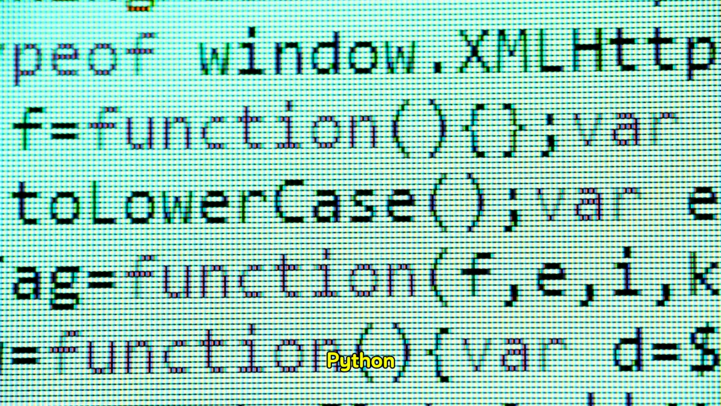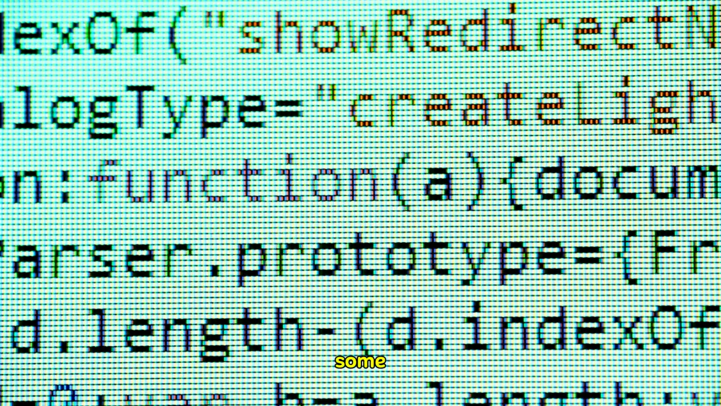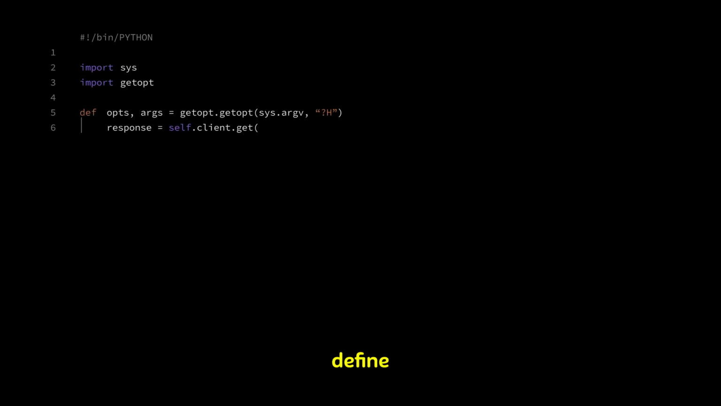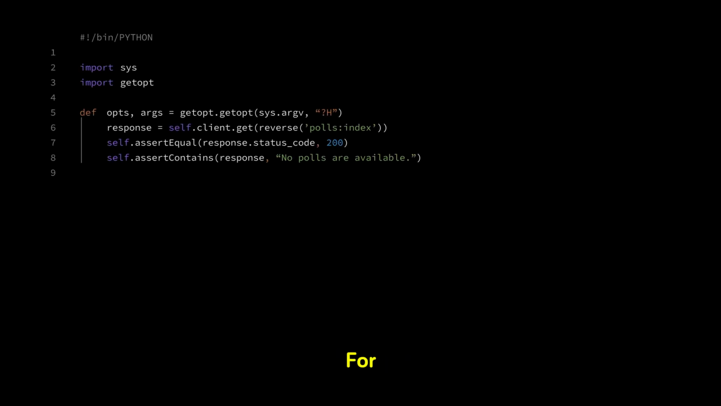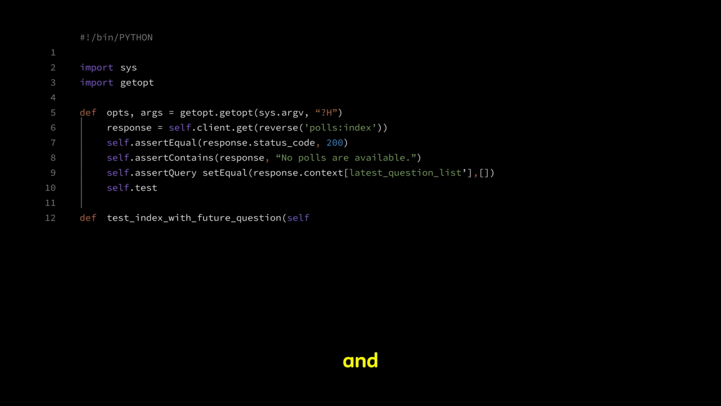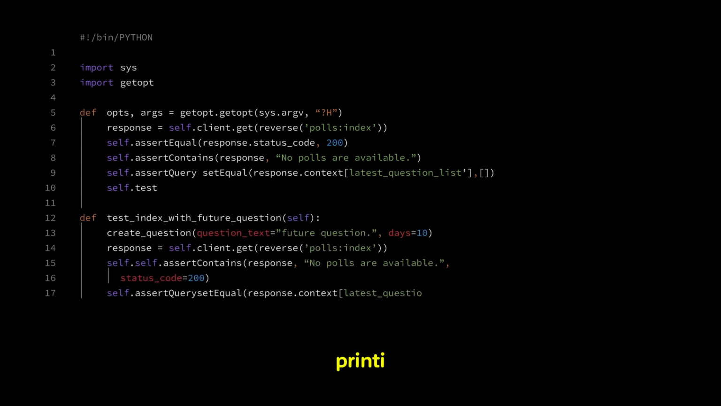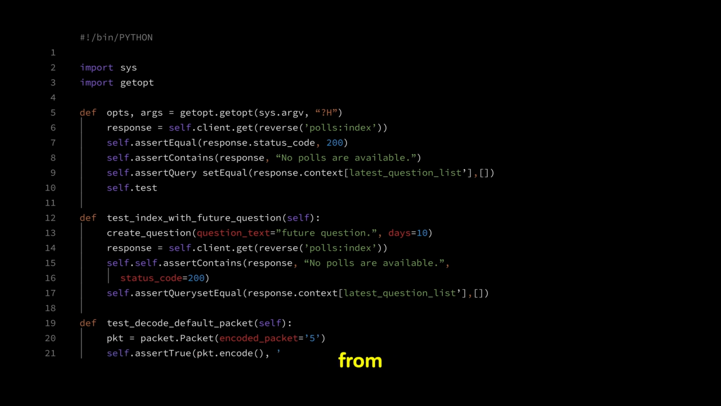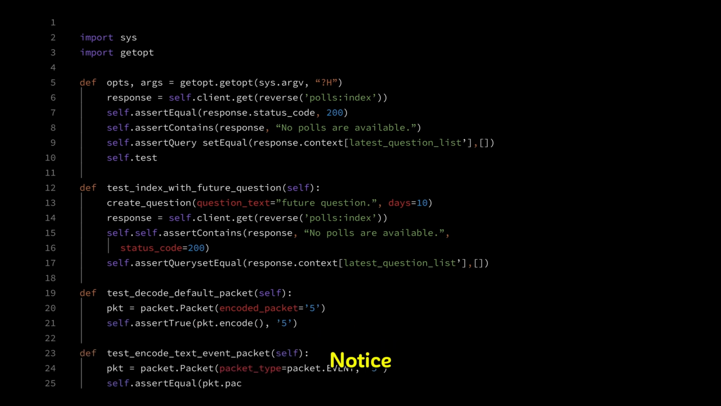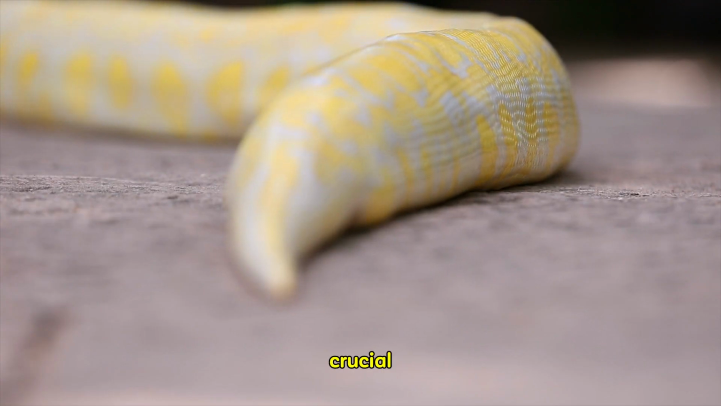Basic Python syntax. Let's go over some basic Python syntax. Python uses indentation to define blocks of code. For example, in loops and conditional statements: for i in range(5): print(i). This loop prints numbers from 0 to 4. Notice the indentation, that's crucial in Python.